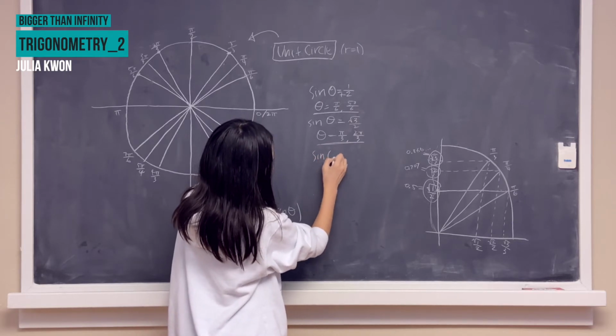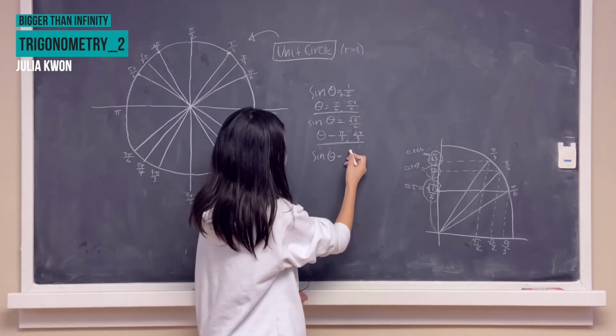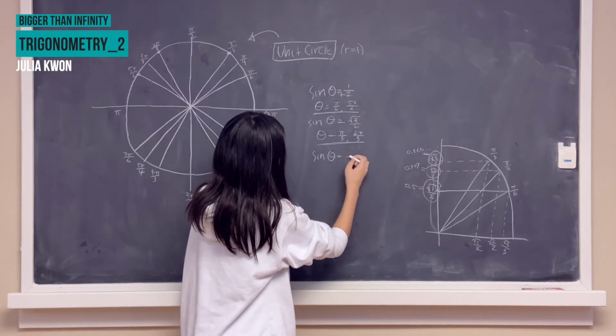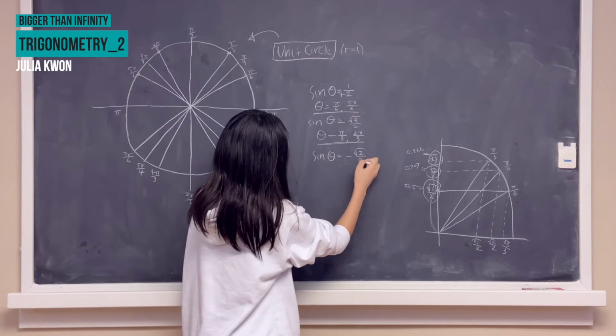And here is the last example for sine theta. Sine theta is equal to negative square root of 2 over 2.